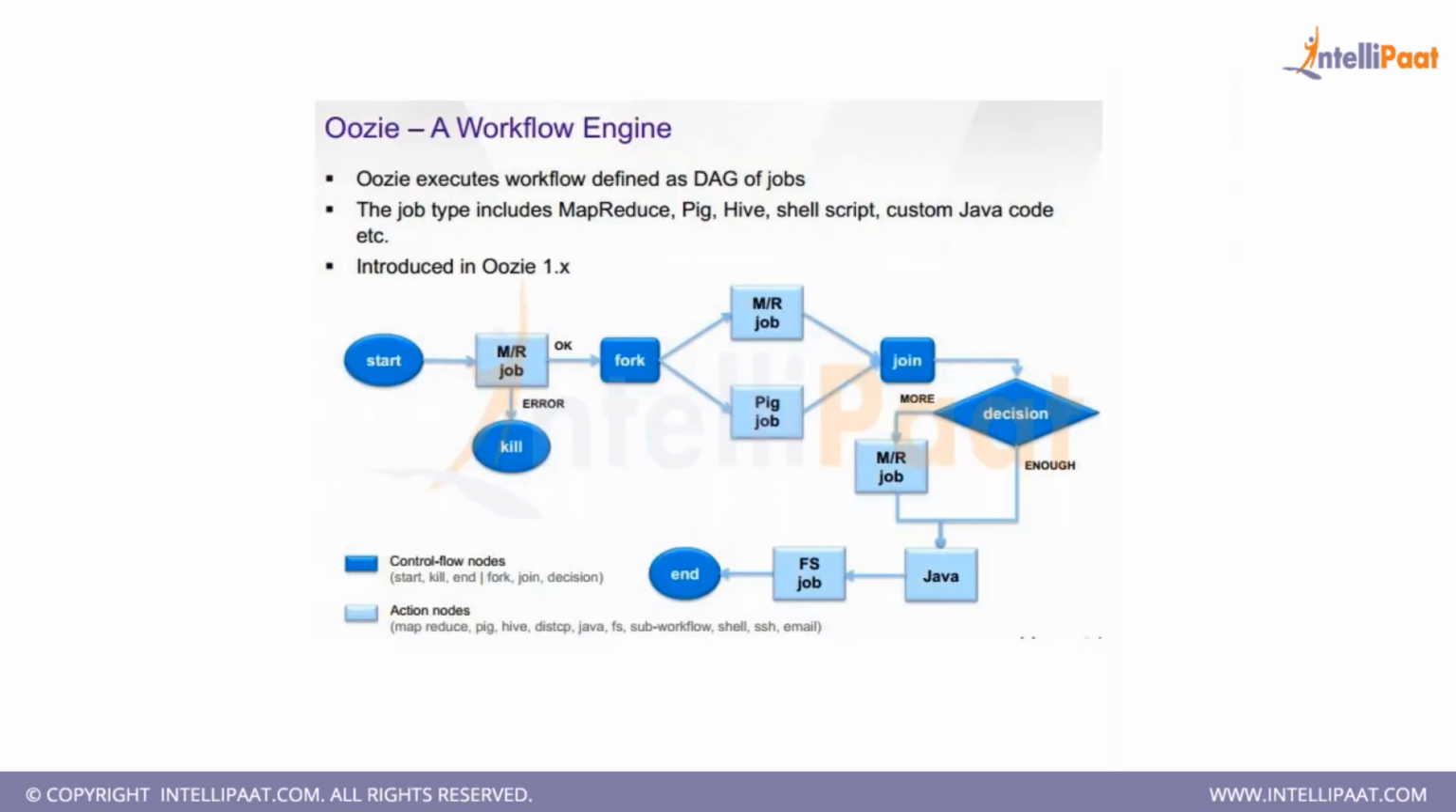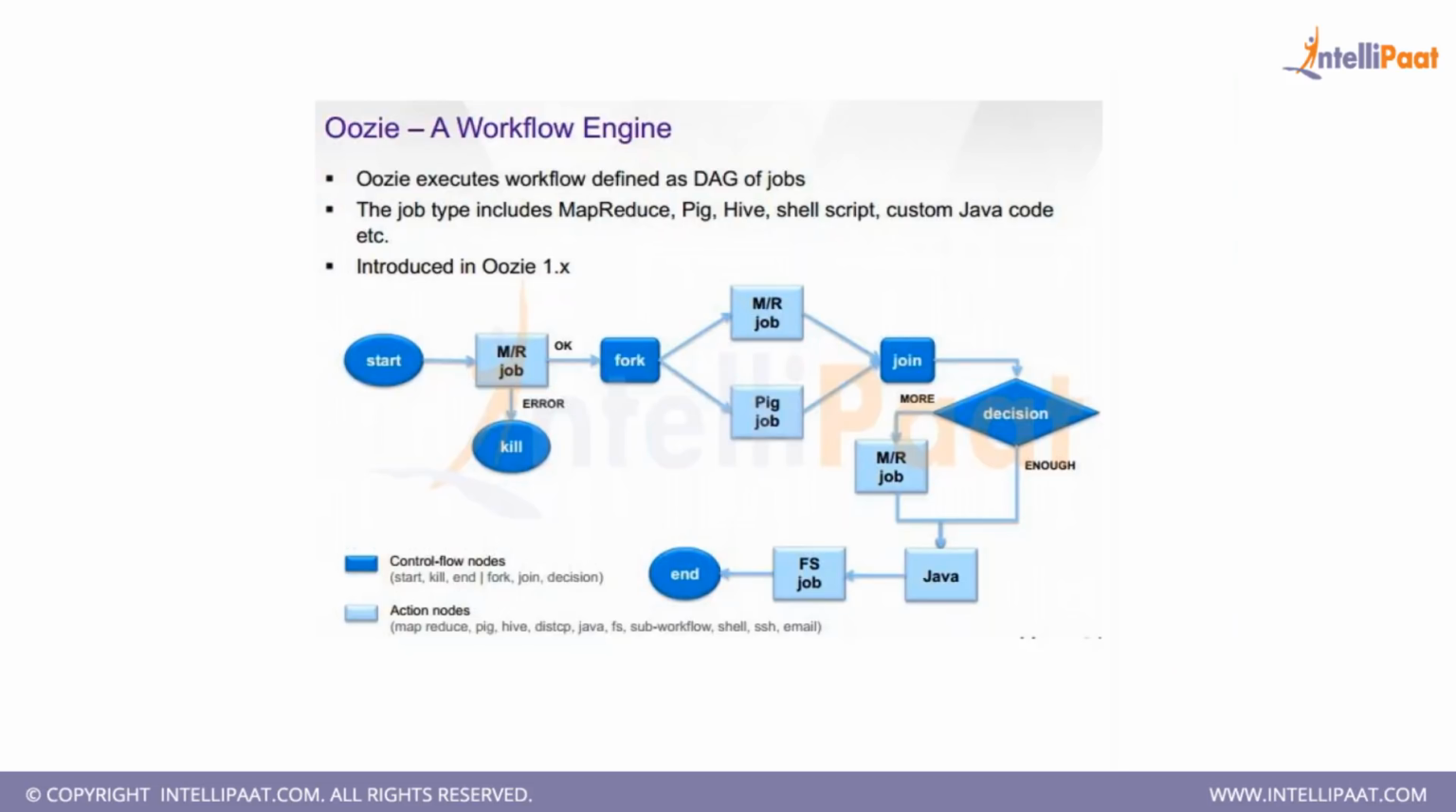So when you design a very complex Oozie workflow, you will have a start node, right? Once you have a start node, then you can have an action. For example, in this case, there is a MapReduce job. And if the MapReduce comes up with an error, then Oozie will kill the workflow. It will not proceed further at all. But if the MapReduce program runs successfully, it will go to the next stage called fork. Fork is a control flow.